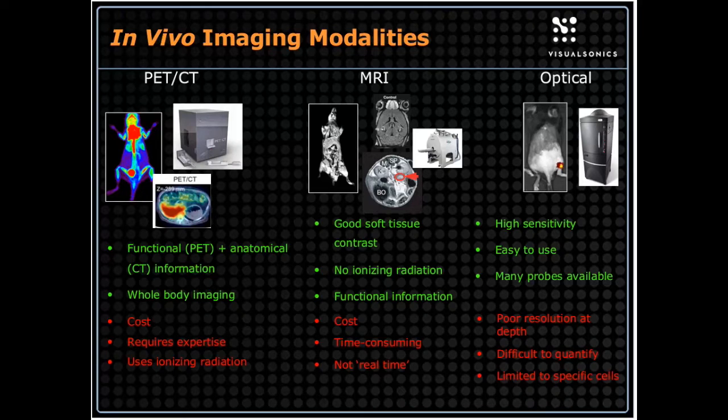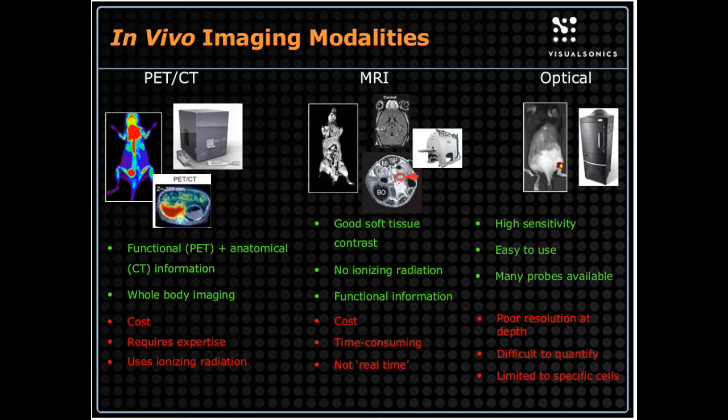Moving on to MRI, you have great soft tissue contrast with MRI. It doesn't use ionizing radiation, and you're able to obtain functional information such as blood oxygen level dependent MRI, functional MRI. Cost is also an issue here. Some of these procedures and scans in particular can be time consuming, and therefore a lot of these are not necessarily real time. It's not really a real-time imaging modality.